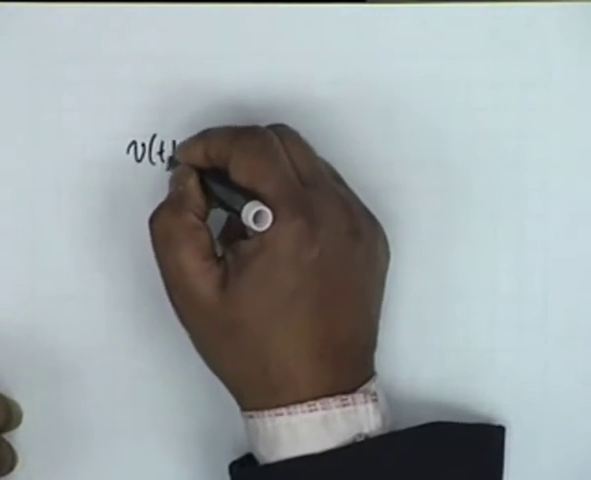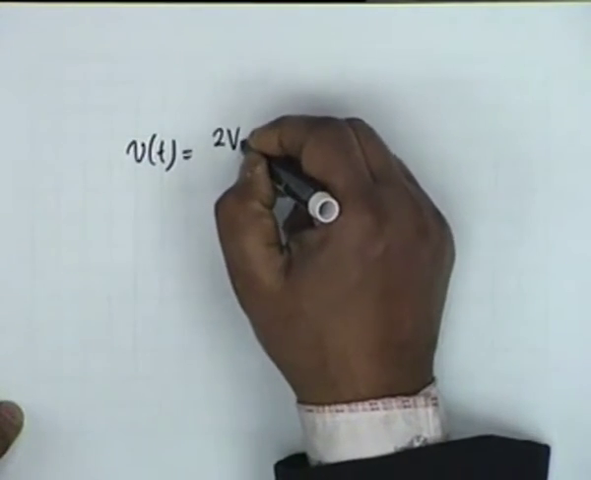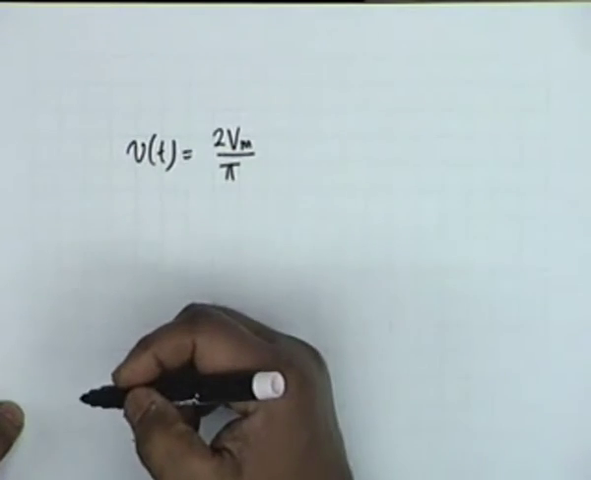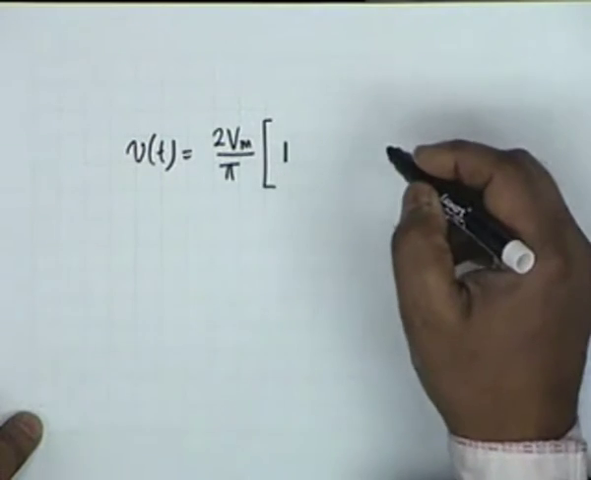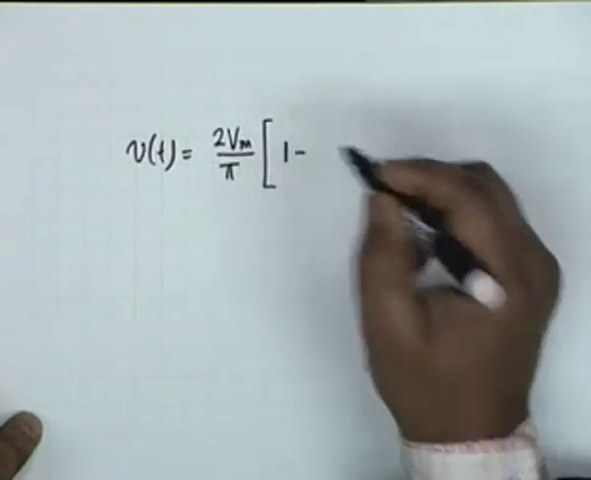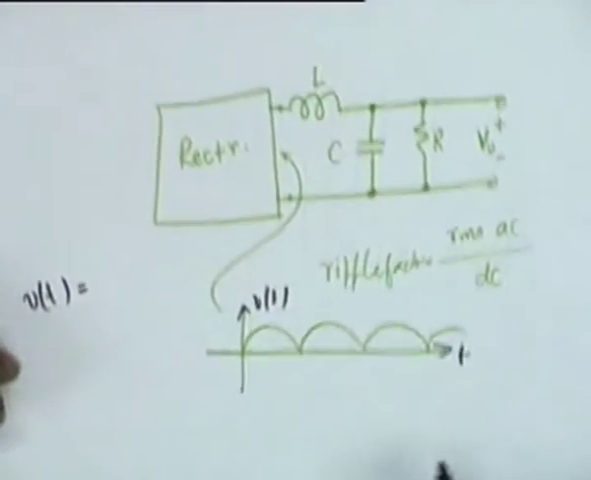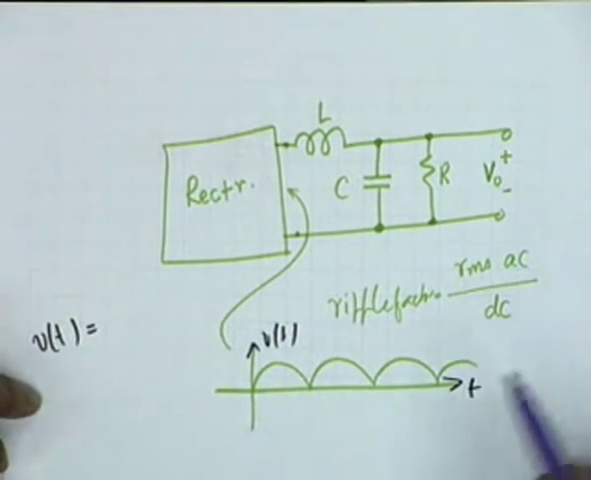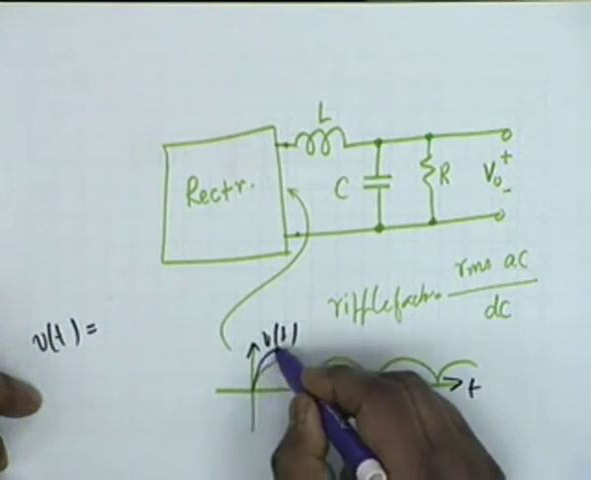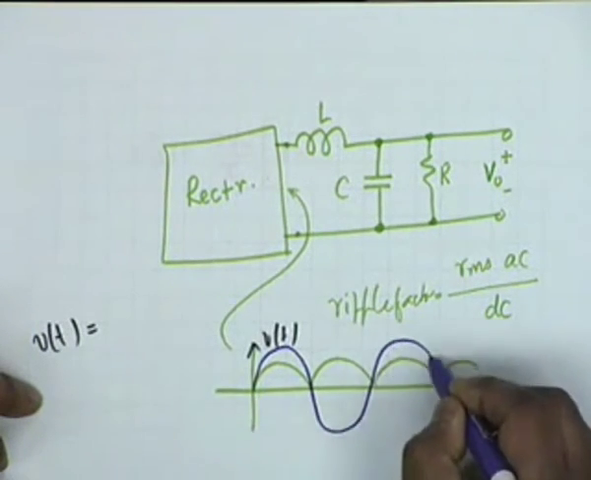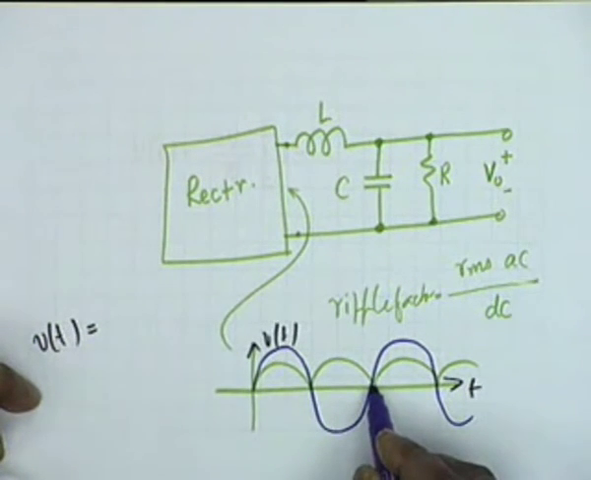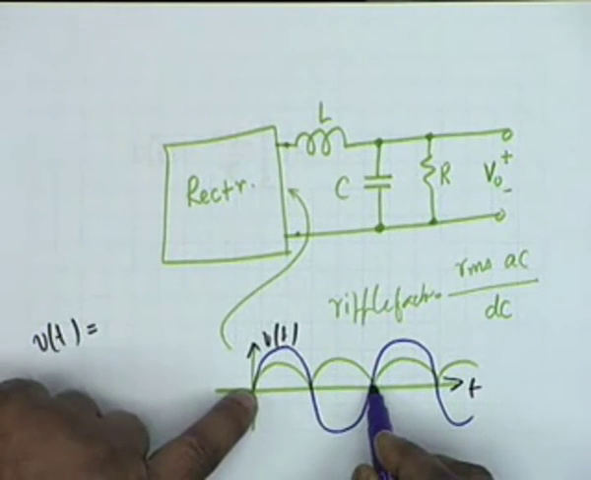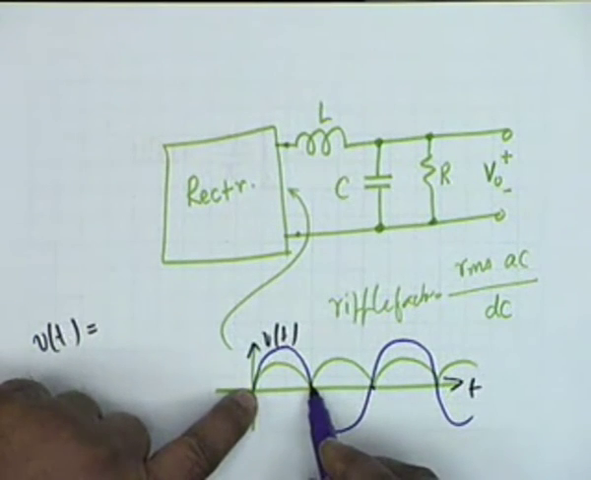This full rectified waveform can be written as twice Vm by pi. This is the DC value which we have already derived. In addition, there are alternating components. Now if you look at this waveform, the input waveform was something like this, and the output waveform is like this. So the input waveform, the period was this much, whereas the period of the output is this much.